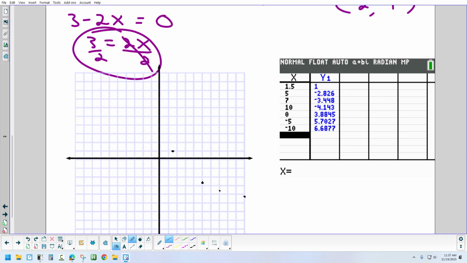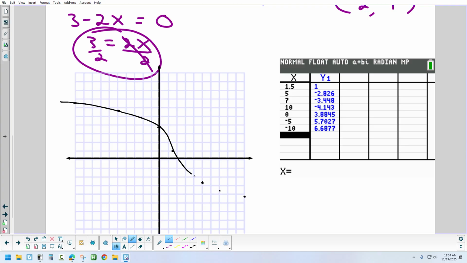0, just under 4. -5, we're a little bit below 6. Right around there. And -10, a little above 6.5. Looks pretty good. So there's your curve. So just try to draw that best you can.